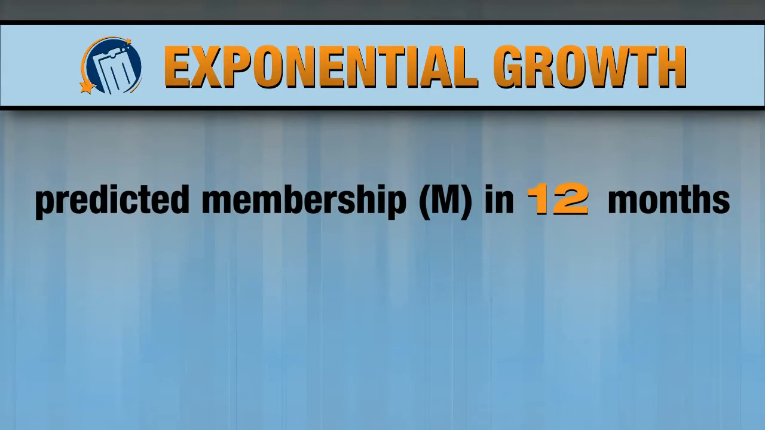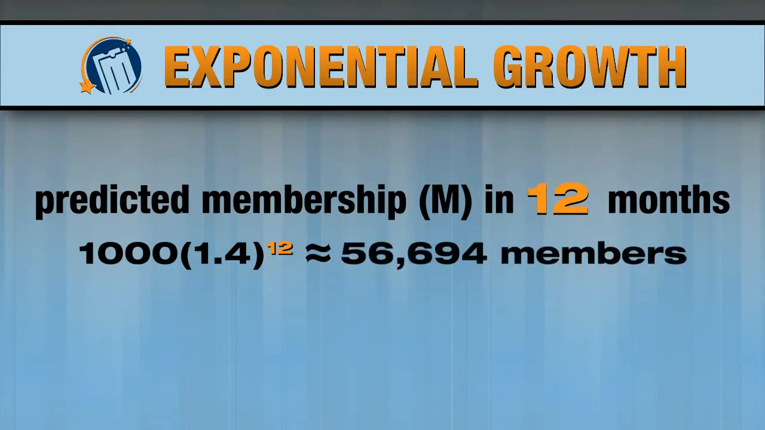Remember, we want to predict the membership by the end of year 1. We take 1,000 times 1 and 4/10 raised to the 12th power, which is approximately 56,694 members. 56,000? I think the team will need more servers. Let me show you something cool.